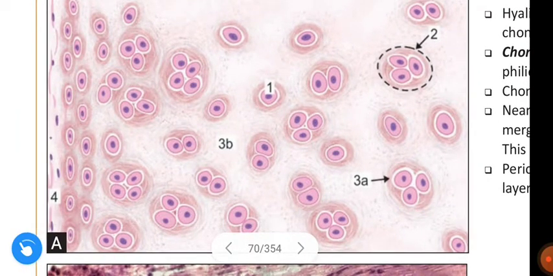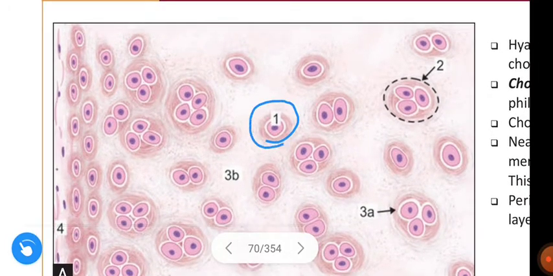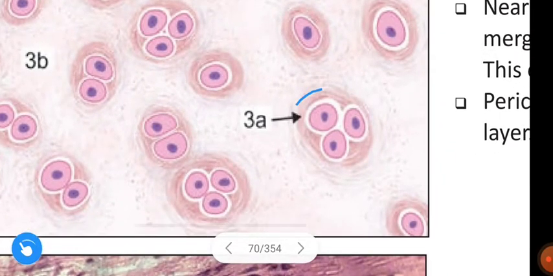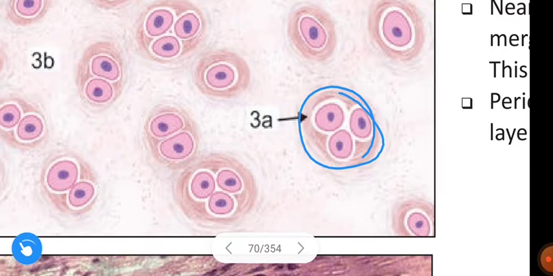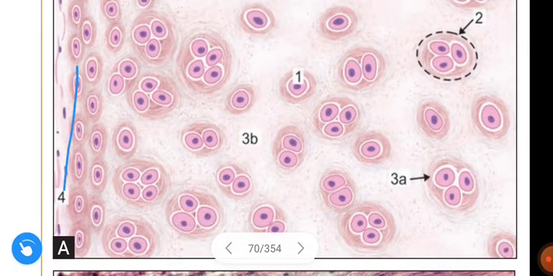At last, I tell you the parts in hyaline cartilage. This is the chondrocyte, cell nest. This is the dark stained matrix. We call this territorial matrix, and this is the pale staining matrix. We call this interstitial matrix, and at last, the perichondrium. This is about the hyaline cartilage.